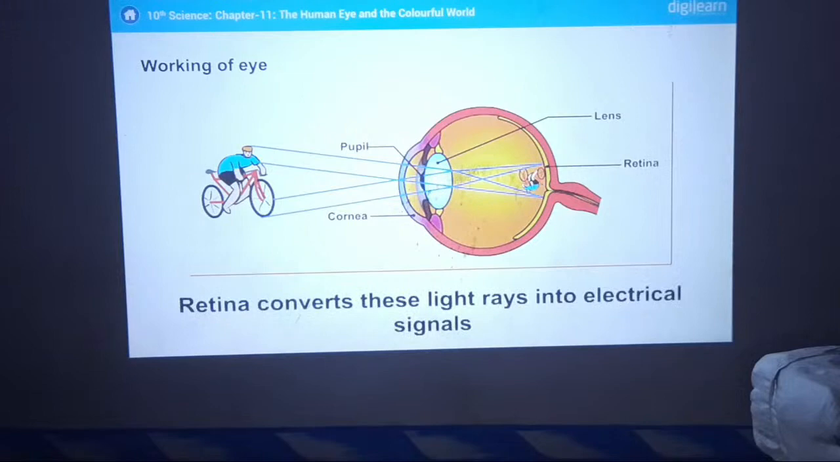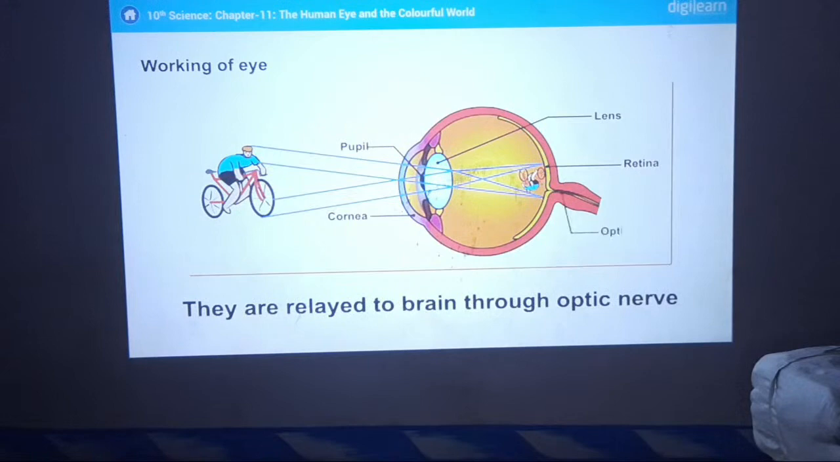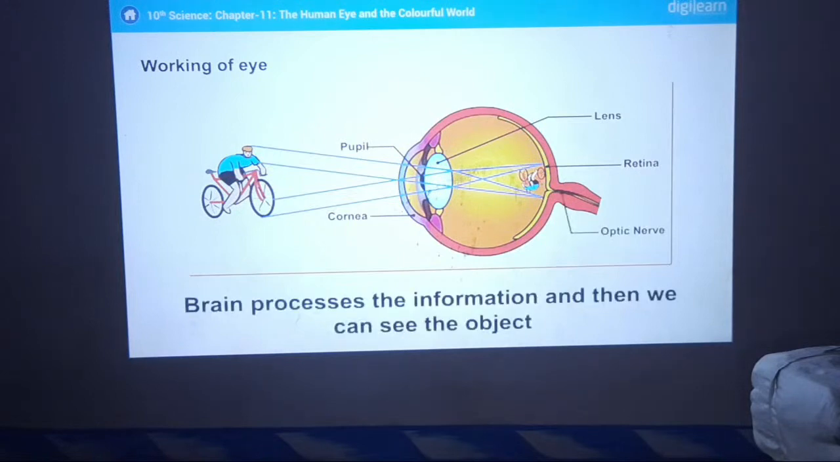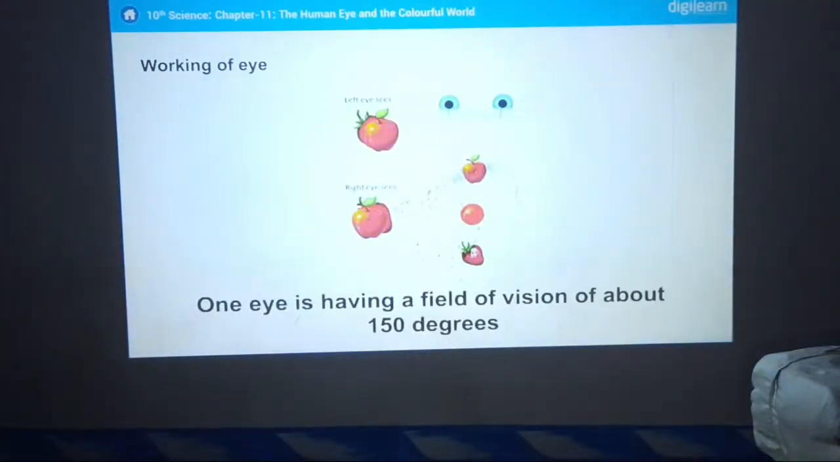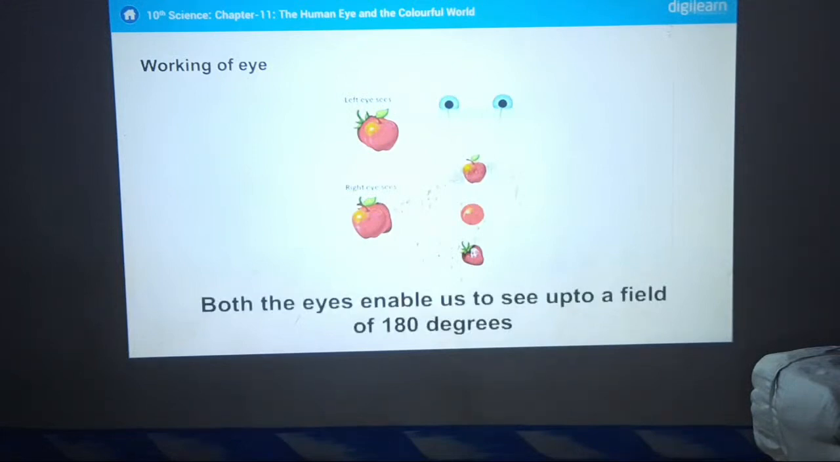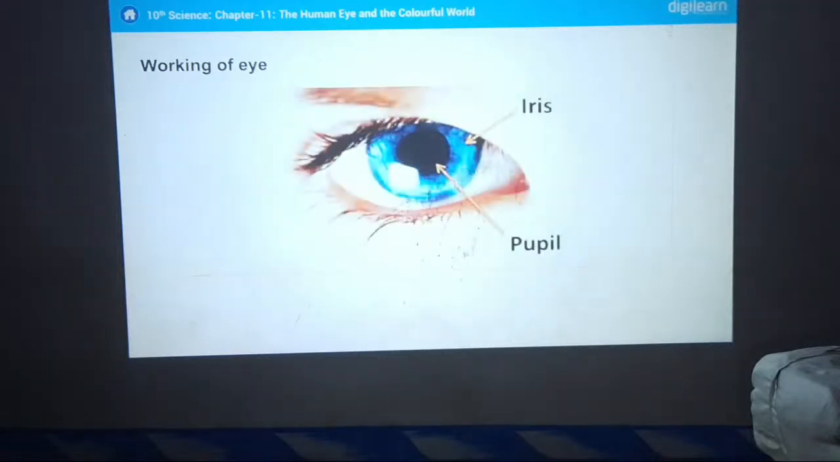Retina converts these light rays into electrical signals. They are relayed to brain through optic nerve. Brain processes the information and then we can see the object. Benefits of two eyes. One eye has a field of vision of about 150 degrees. Both the eyes enable us to see up to a field of 180 degrees. Moreover, as two different images get juxtaposed in the brain, we are able to see a three-dimensional view of the world.